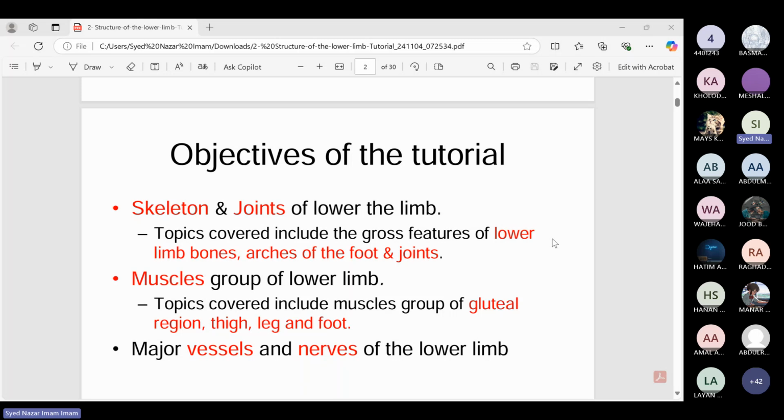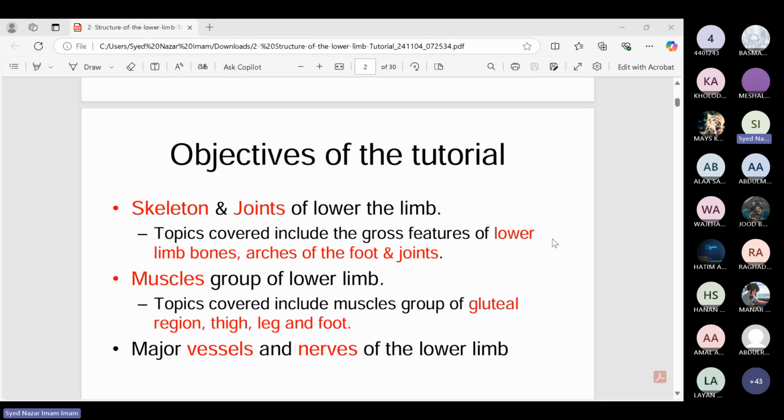And one of the functions of the muscles is movement. So for the movement, you have to know about the joints of the lower limb. And then there are nerves and vessels which supply the muscles. So we also have to know about the nerve supply and the blood supply. So we can say that the major objective of this tutorial is to know about the different muscle groups of the lower limb. And to complement that, we also have to know about the bones because we have to know their origin and insertion, the joints because we have to know about the action of that particular muscle, and the blood supply and the nerve supply.